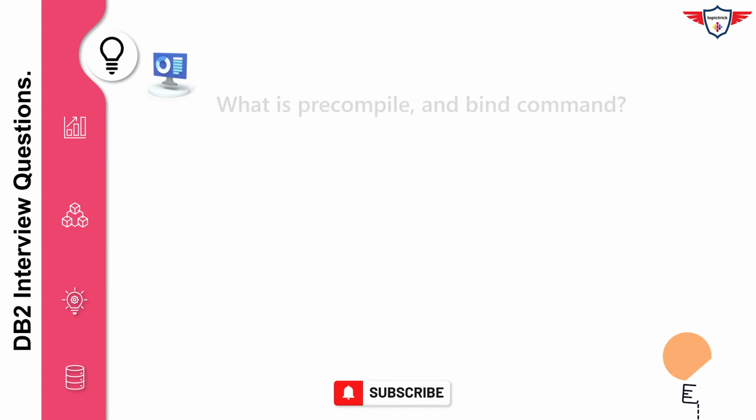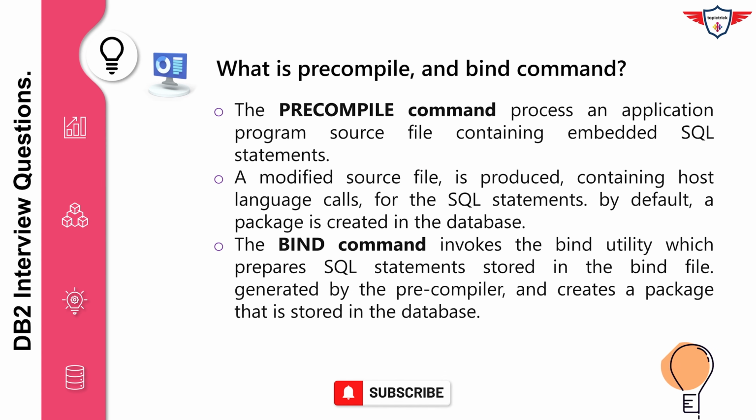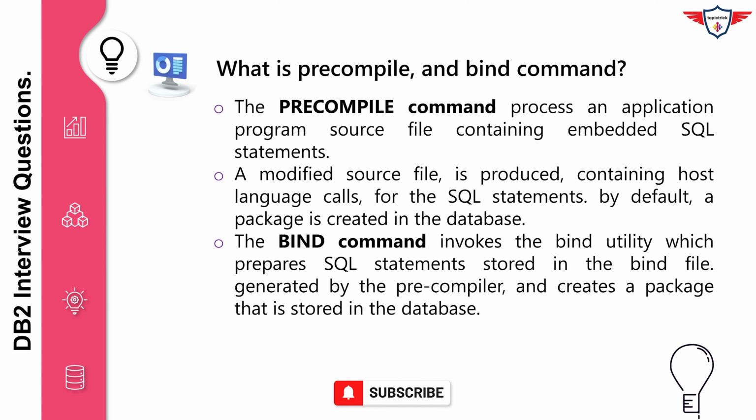What is precompile and bind command? The precompile command processes an application program source file containing embedded SQL statements. A modified source file is produced containing host language calls for the SQL statements. By default, a package is created in the database. The bind command invokes the bind utility, which prepares SQL statements stored in the bind file, generated by the precompiler, and creates a package that is stored in the database.